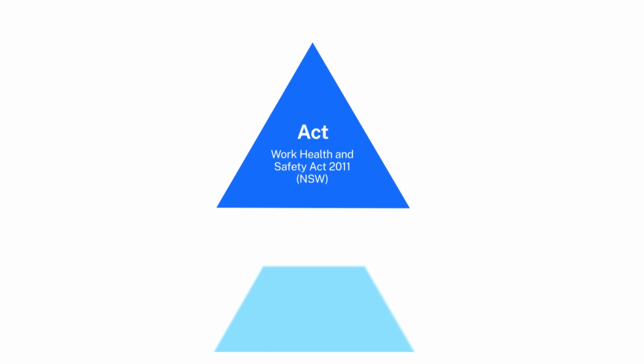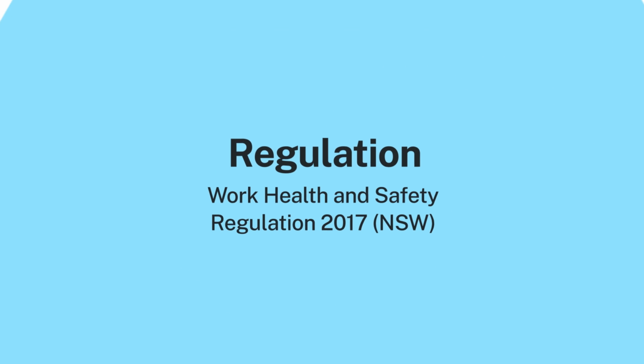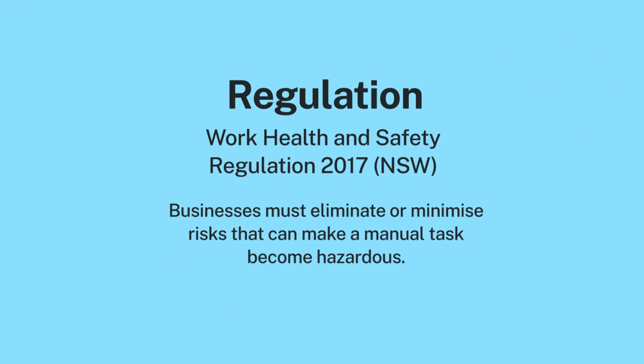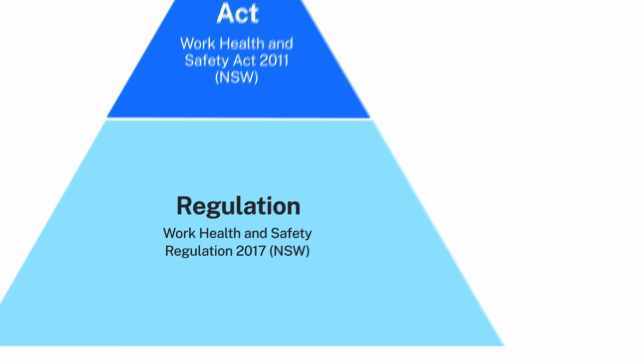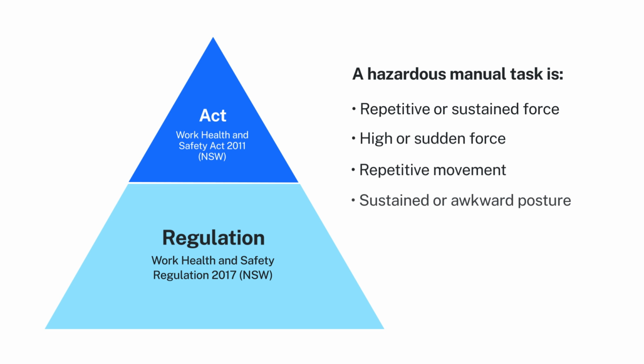The Work Health and Safety Regulation 2017 sits under the Act and sets out how businesses must manage specific risks to health and safety. For example, businesses must eliminate or minimize risks that can make a manual task become hazardous. A hazardous manual task is one that involves repetitive or sustained force, high or sudden force, repetitive movement, sustained or awkward posture, and/or vibration.